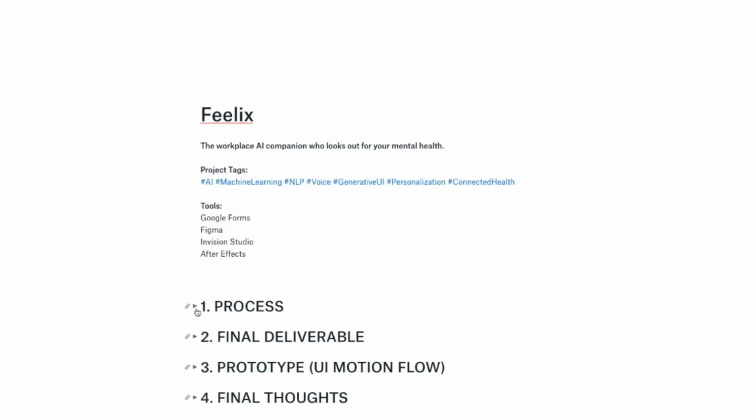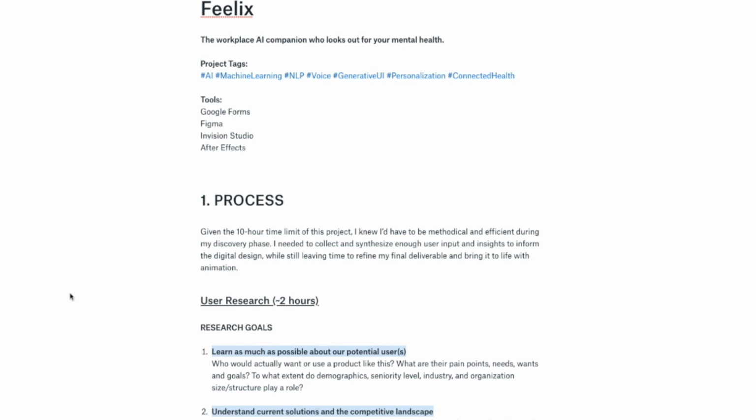All right, so now let's take a look at my process, and I'll try to keep this somewhat brief. I felt it was necessary to reiterate, given the fact that I only have 10 hours to do this, I have to be really methodical and efficient in my discovery phase. So the name of the game here for me was doing just enough research to influence my design decisions.